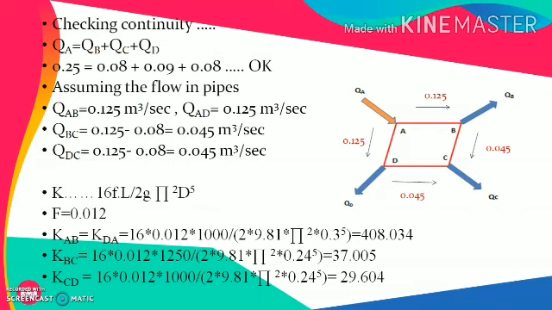So the value of K will be 408.034 in this case. Accordingly, value of K for segment BC will have the value of 37.005, while K CD has a value of 29.604. Please do the calculations yourself so that you will have a confidence of how to solve this kind of example.